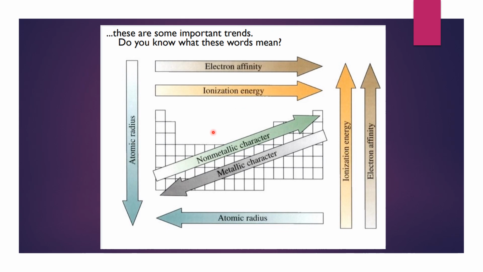The next is metallic character, which decreases in periods and increases in groups. The left side of the periodic table are metals and the right side are non-metals. Remember this picture, which can help you answer many questions, and the information you get from it is applicable in understanding the chemical properties and bond formations of different atoms. With this, we complete the lesson on periodic classification of elements.